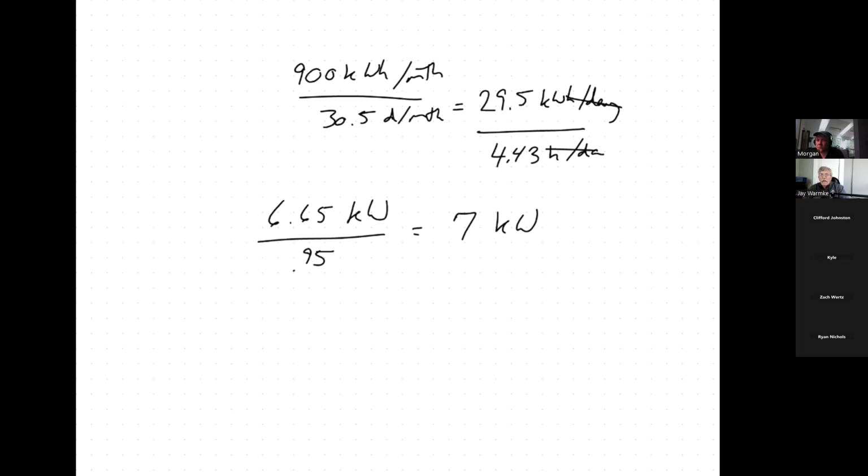Okay, so I'm going to get rid of this and then I'm going to answer your question there, Morgan, which is how do we size a battery? So the battery system, we start again with our daily load. So in that case, it was 29.5 kilowatt hours per day. So let's assume we're talking about the same place.